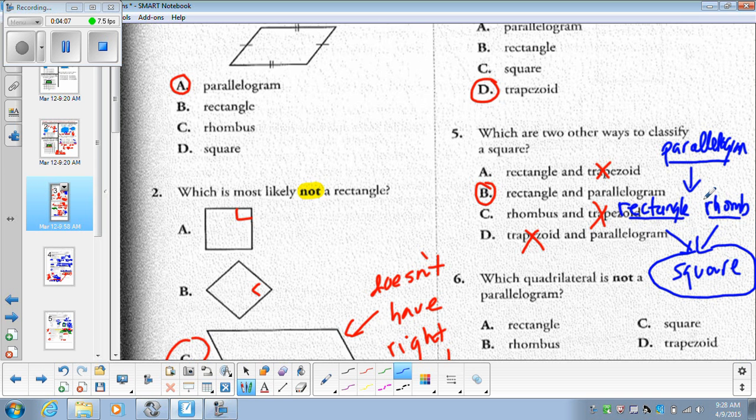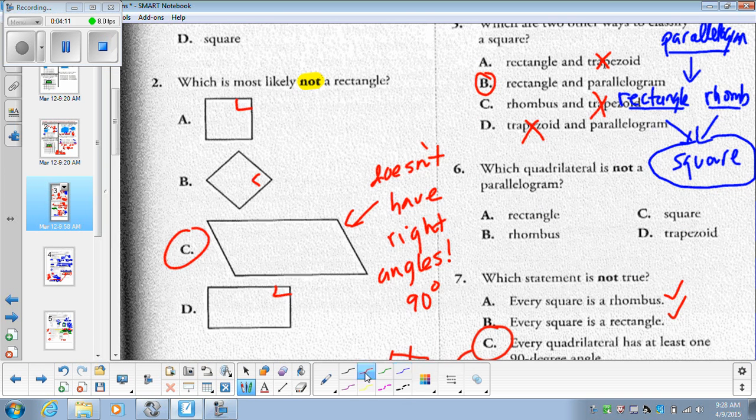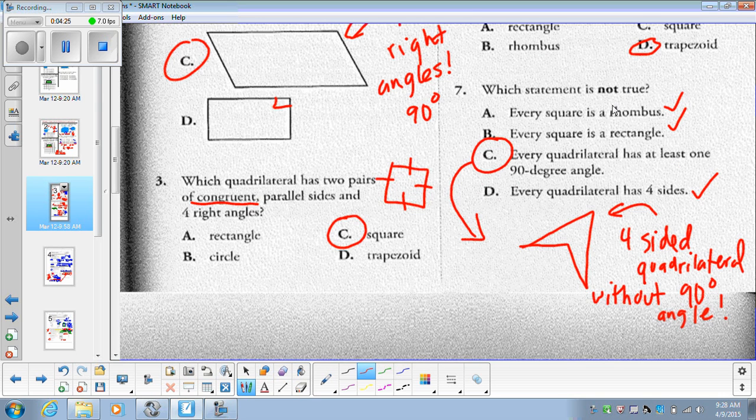So the square is a type of rectangle and rhombus. All right, now for number 6, which quadrilateral is not a parallelogram? That's going to be D. It's kind of like saying which of the following are not rational, and you would pick D, irrational. And for number 7, which statement is not true?